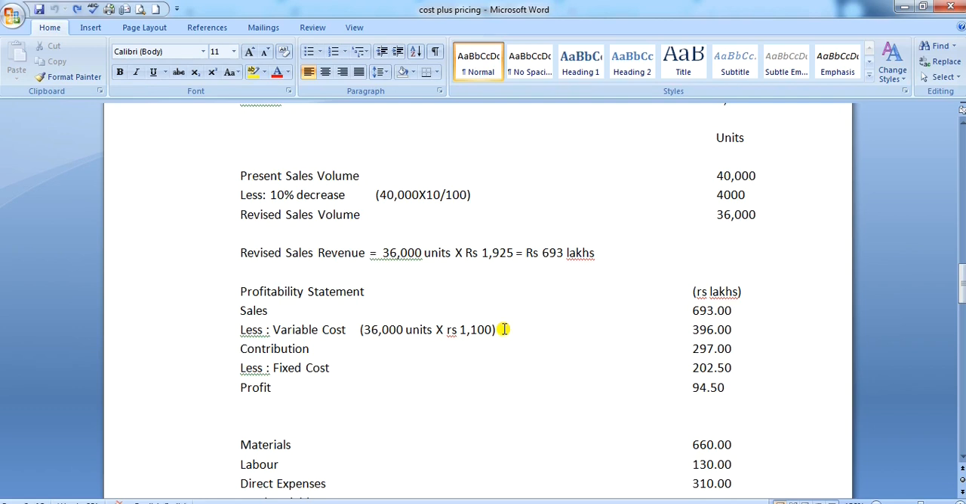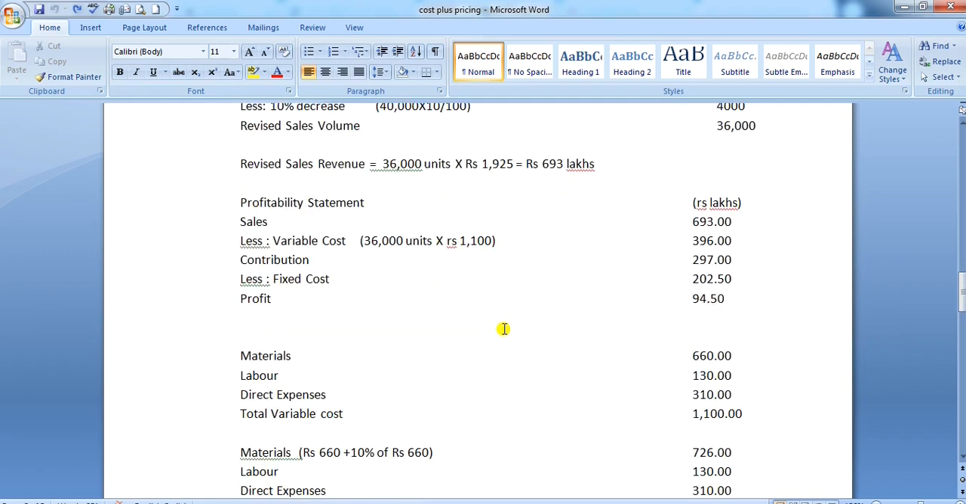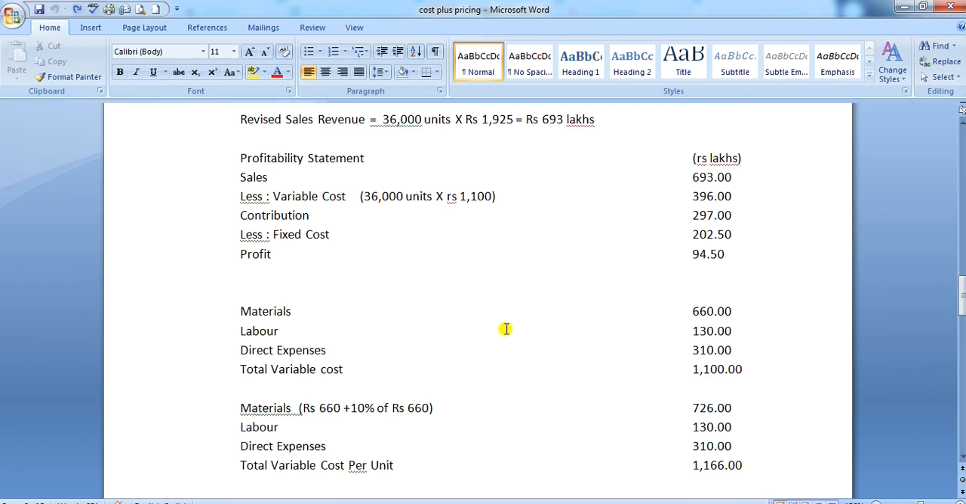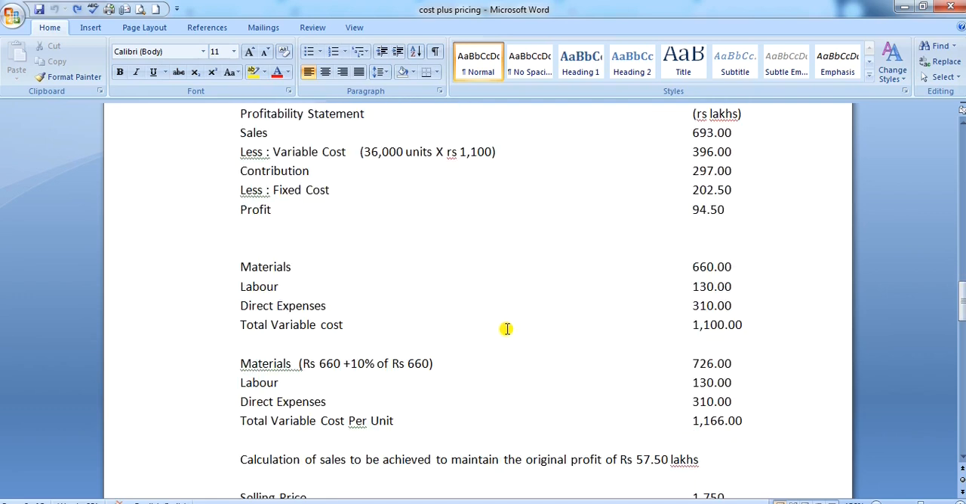Now from this we have to deduct the fixed cost. We all know that fixed cost doesn't vary with the amount of production. So that is called the fixed cost. Now that has already been given, it is 202.50 lakh rupees. So when we deduct it from the contribution, we get the profit, which is 94.50 lakh rupees. Now this is the first part of the problem. So we have solved the first question.